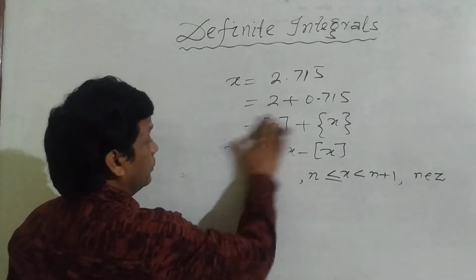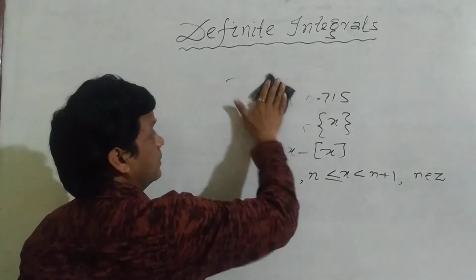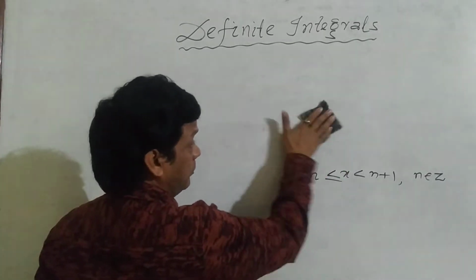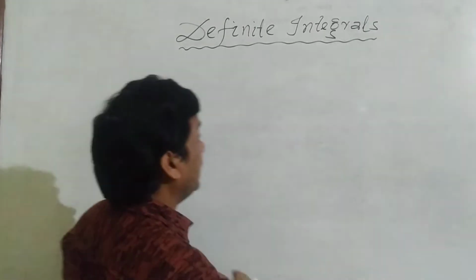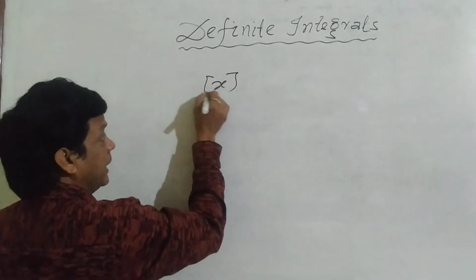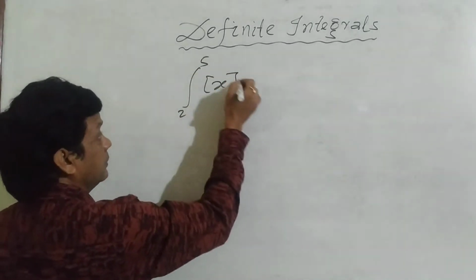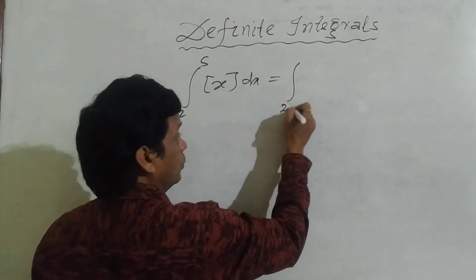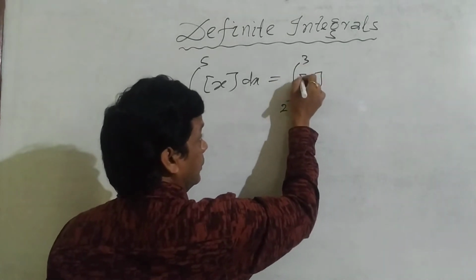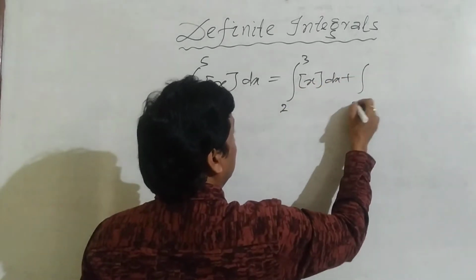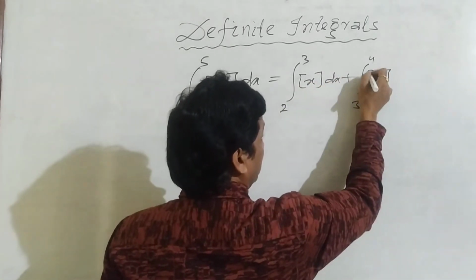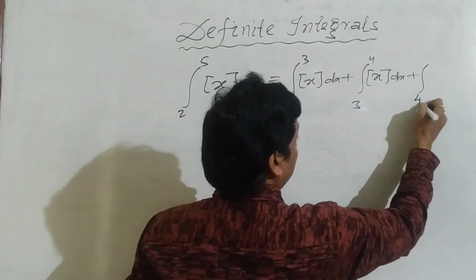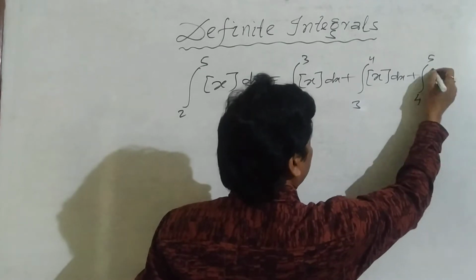Now, while determining bracket x, x should lie between two consecutive integers. So while finding the integration of bracket x, you should split the limits into consecutive integers. For example, integration of bracket x from 2 to 5. You should write it like this, by the manual process: 2 to 3 bracket x dx, then 3 to 4 bracket x dx, plus 4 to 5 bracket x dx.